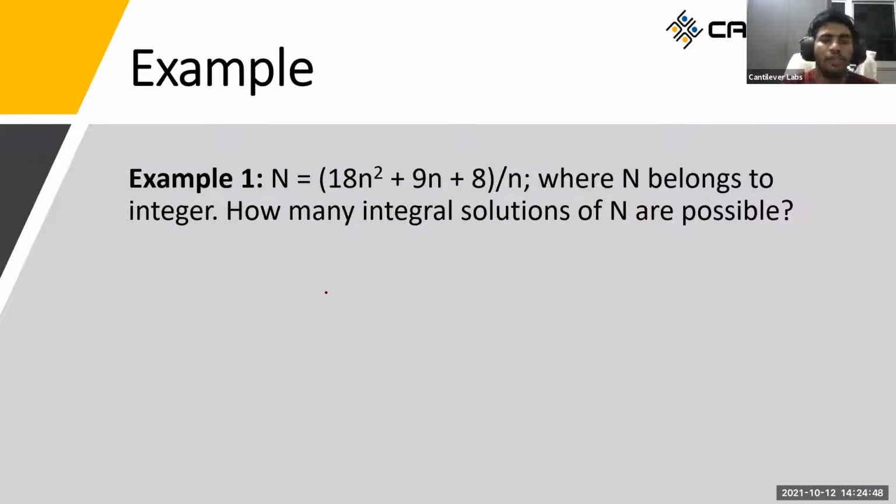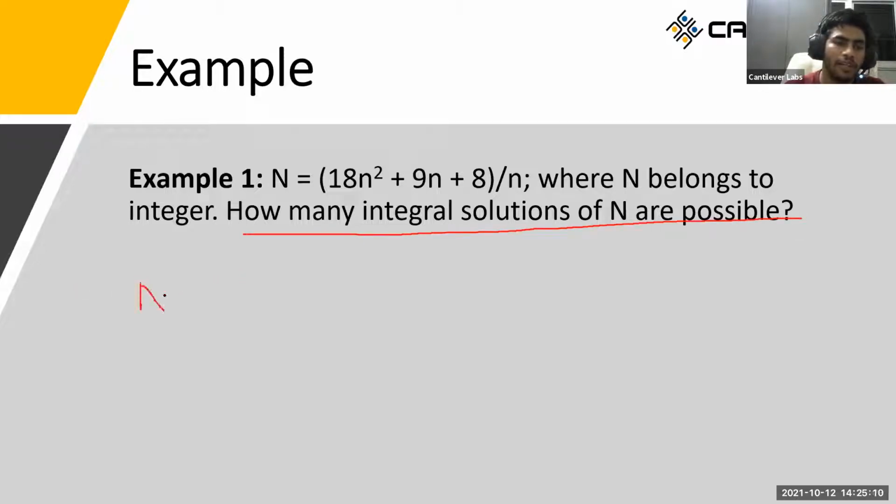Next, moving on to the questions. Now I'll be solving these questions. Let's see whether you can solve it faster or me. The question here is (18n² + 9n + 8)/n, where n belongs to an integer. How many integral solutions of n are possible here?